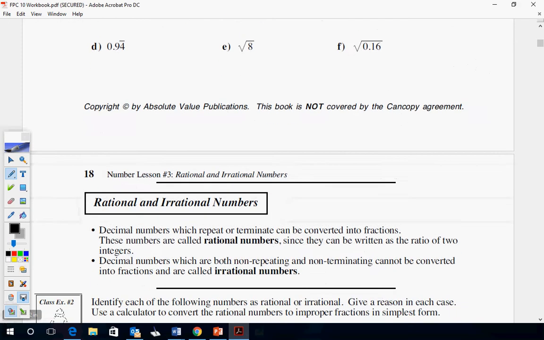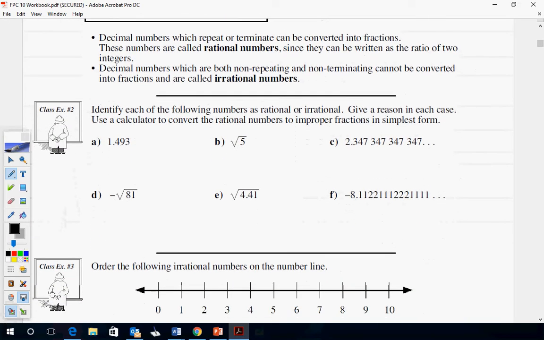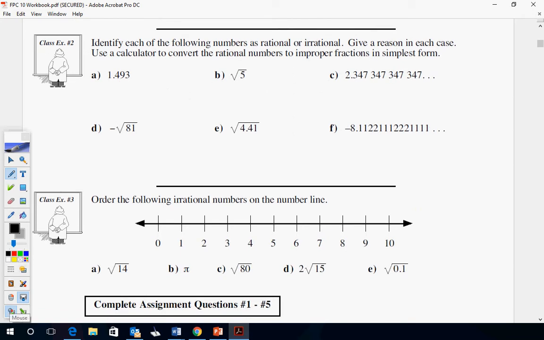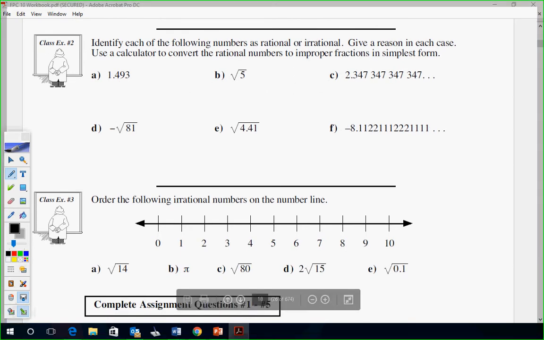Okay, so rational versus irrational numbers. So again, this is from last year. Decimal numbers which repeat or terminate can be converted into fractions. Those are called rational numbers. Decimals that are both non-repeating and non-terminating cannot be put into fractions. They're called irrational numbers. So identify each of the following as rational or irrational. Give a reason for each case.